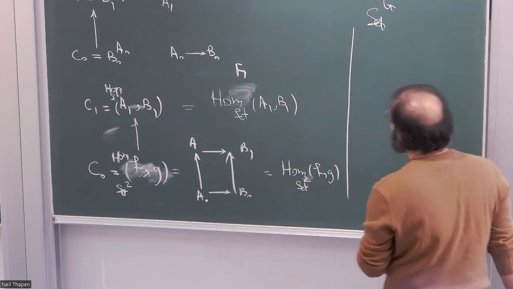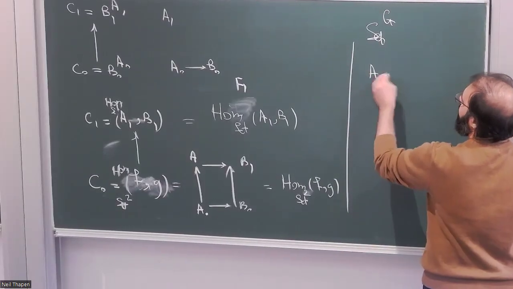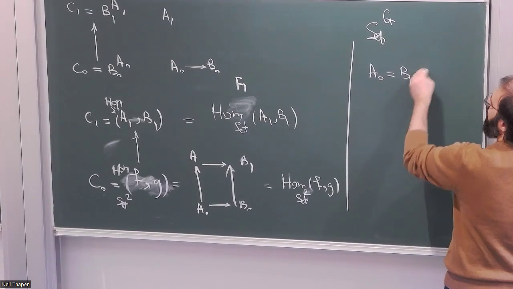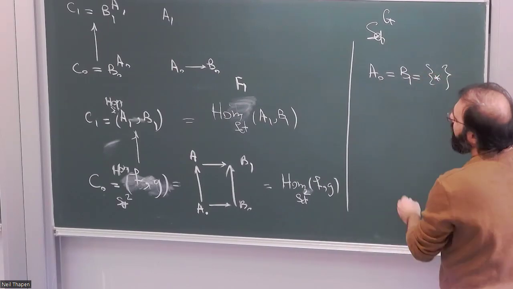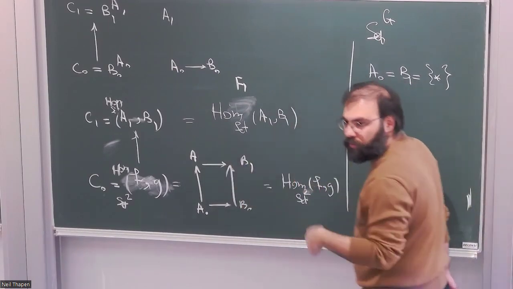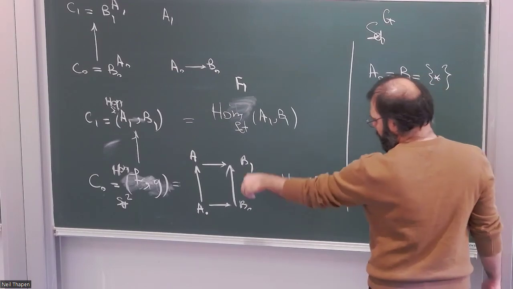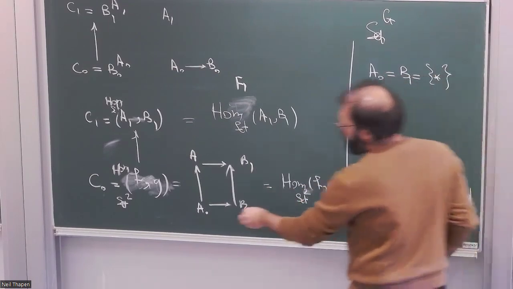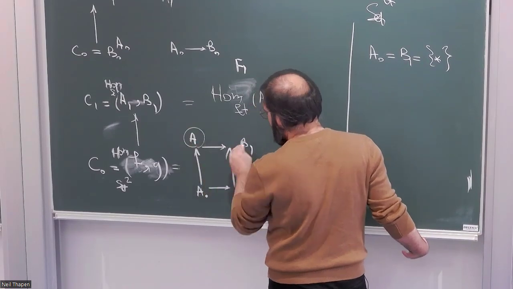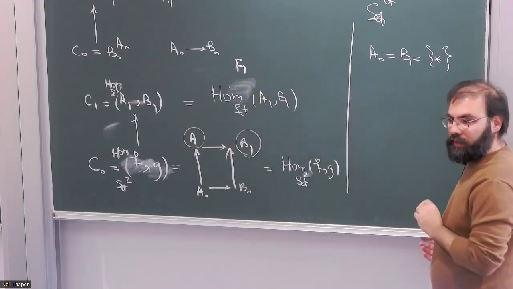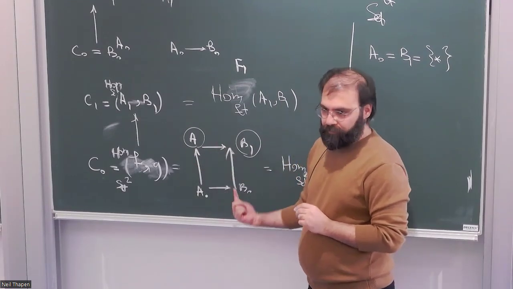Okay, so let's compute them. Let's say that A0 and B0, if it helps, they are both singletons, right? Just ones. And I don't care about the other two, right? Therefore, these two guys are simply what? They are 2 points, one here, one there, right? Because they are just maps from 1 to these guys. So I have 2 points.